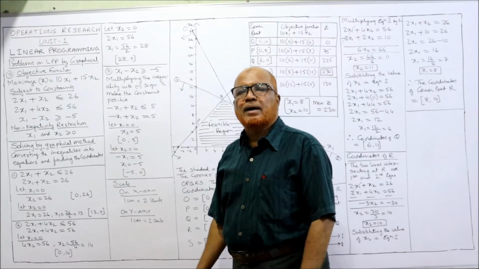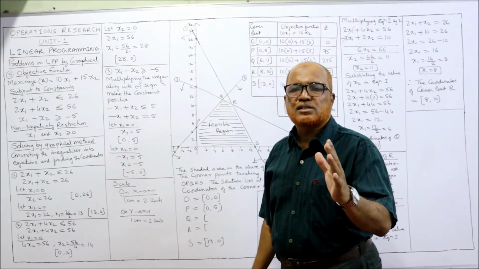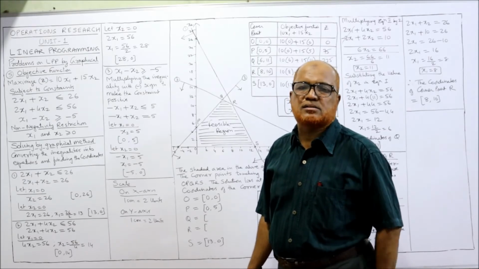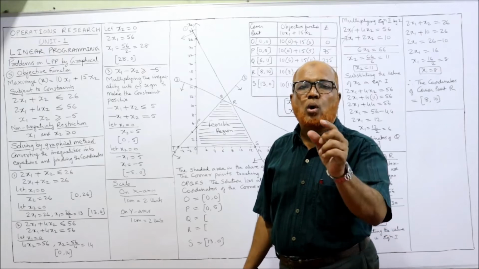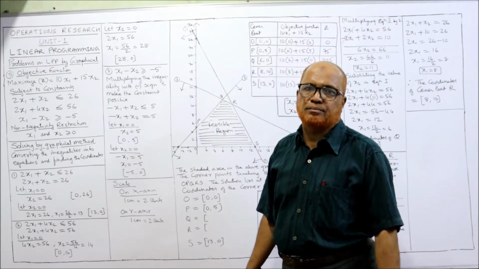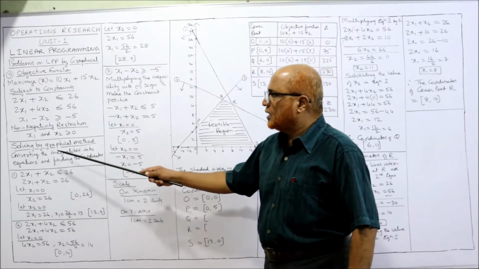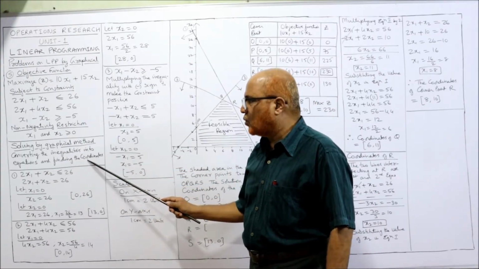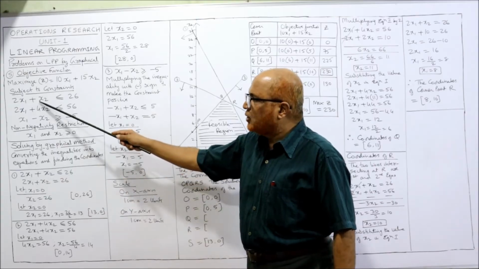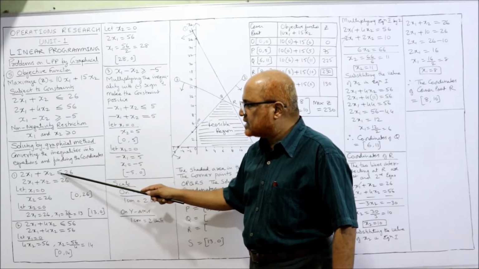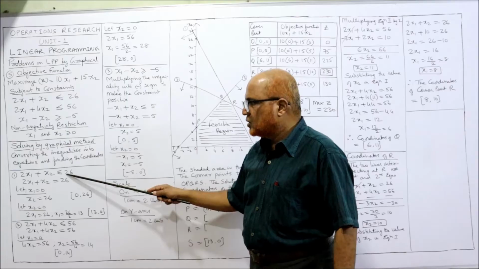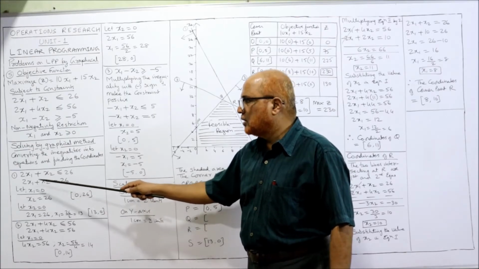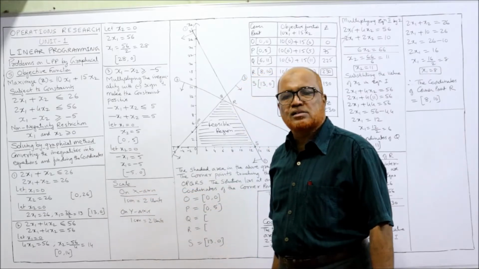Now we have to solve it by graphical method. First thing is we have to convert the inequalities into equations and then find out the coordinates of every equation. That is the first step. So here, solving by graphical method, converting the inequality into equations and finding the coordinates. First inequality, 2x1 plus x2 less than or equal to 26. So I am removing the inequality, making it an equation: 2x1 plus x2 is equal to 26.